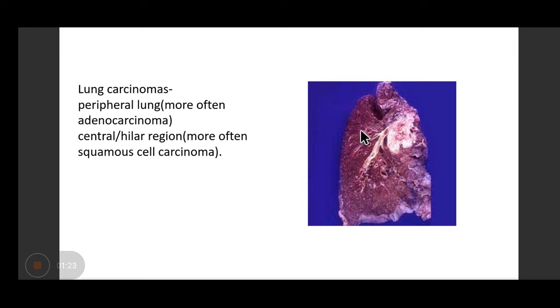You can roughly say, depending on their location in the lung, there are different types of lung tumors. So we usually say that more often adenocarcinomas are peripherally located towards the pleura, and your squamous cell carcinomas are located towards the central or the hilar region. So you can further add on to your diagnosis, depending on the location of the tumor, you can roughly predict what type of tumor it would be. But then confirmation of that can be made only on microscopy.